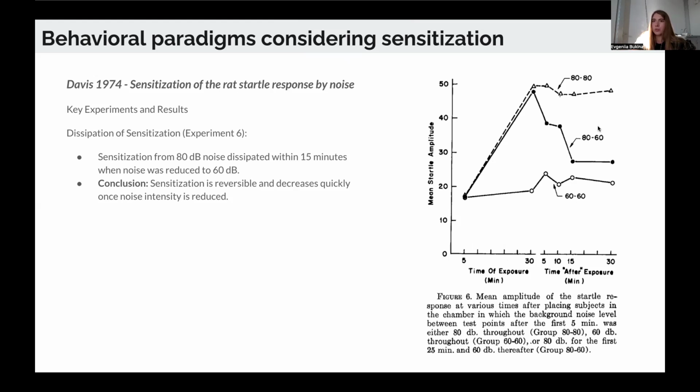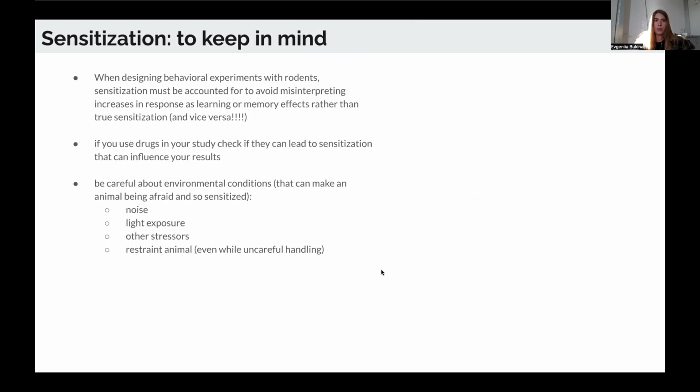And then they dropped it to 60, that background noise. And after 15 minutes, they saw that sensitization decreased. So sensitization in this case was reversible. When you remove that stressful background noise, the animal came back to almost normal level, like 60-60 control.